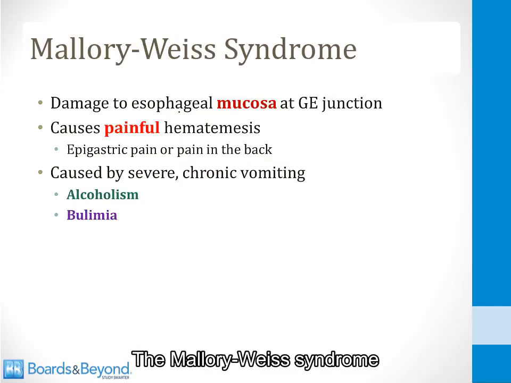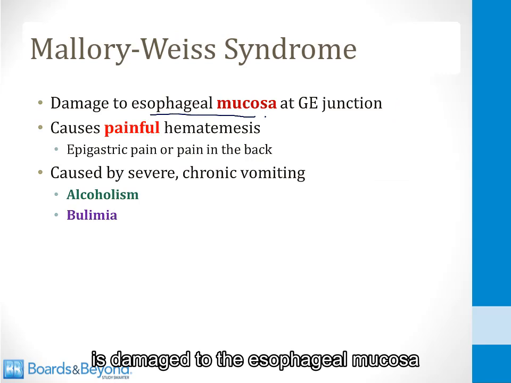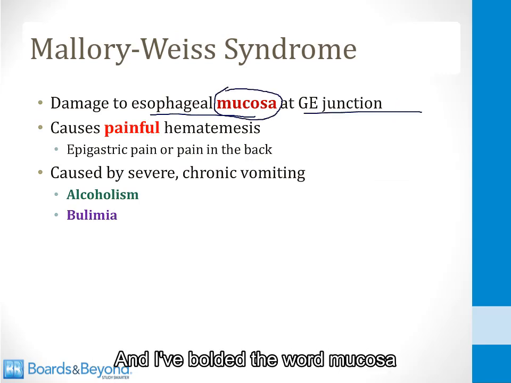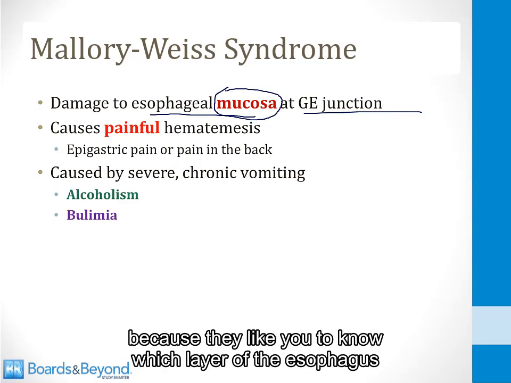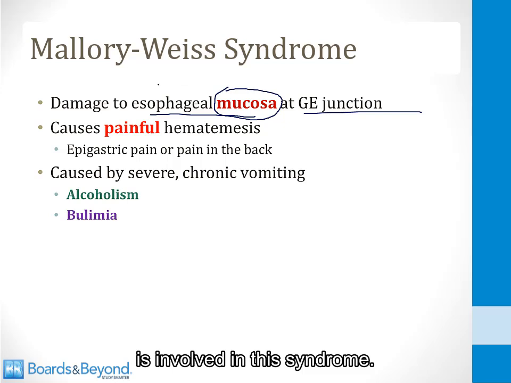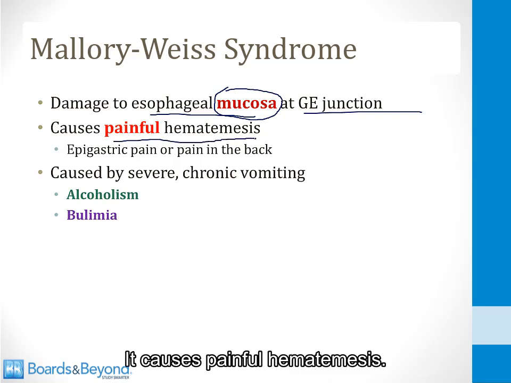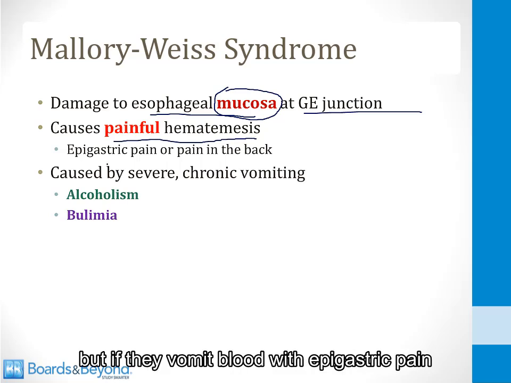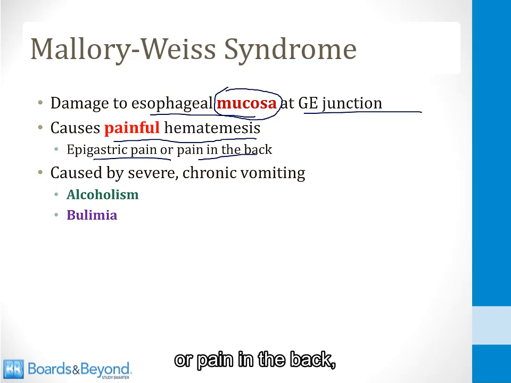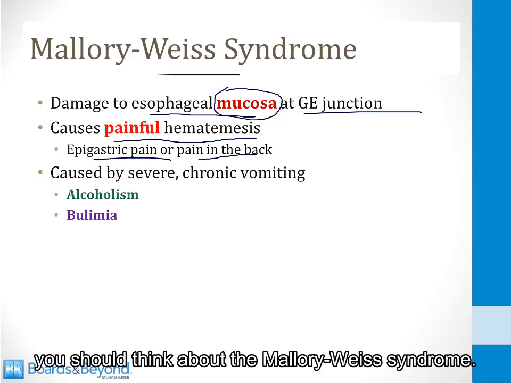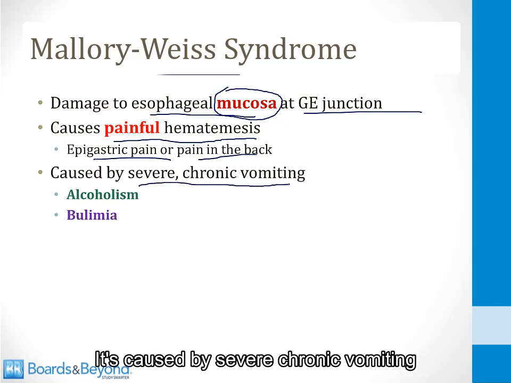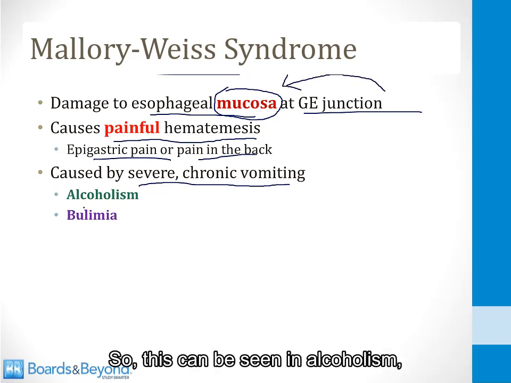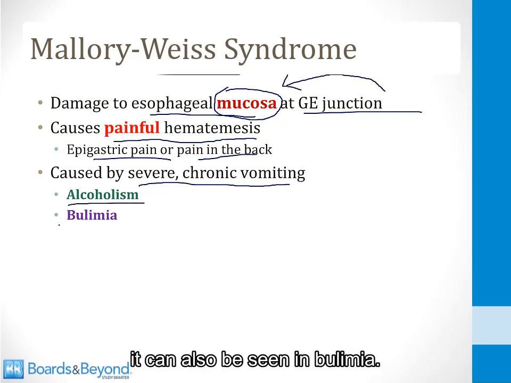The Mallory-Weiss syndrome is damage to the esophageal mucosa at the gastroesophageal junction, and I've bolded the word mucosa because they like you to know which layer of the esophagus is involved in this syndrome. It causes painful hematemesis. There are many things that will cause people to vomit blood, but if they vomit blood with epigastric pain or pain in the back, you should think about the Mallory-Weiss syndrome. It's caused by severe chronic vomiting, which results in damage to this portion of the mucosa, so this can be seen in alcoholism. It can also be seen in bulimia.